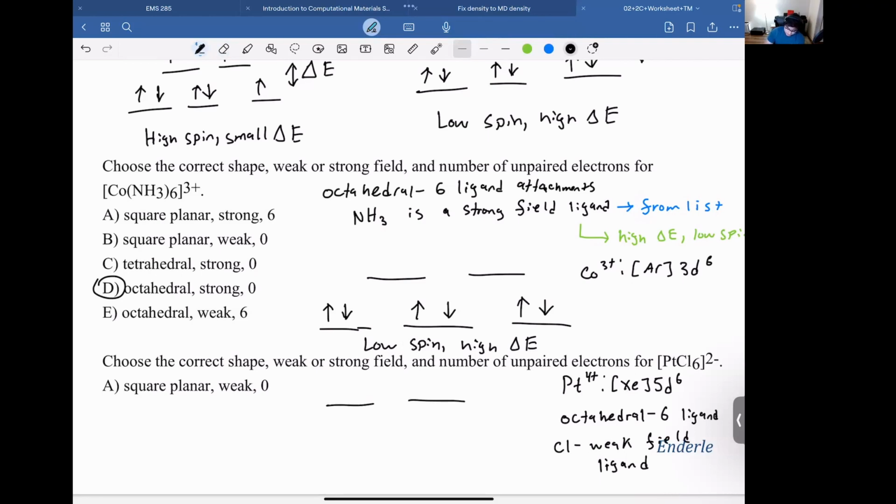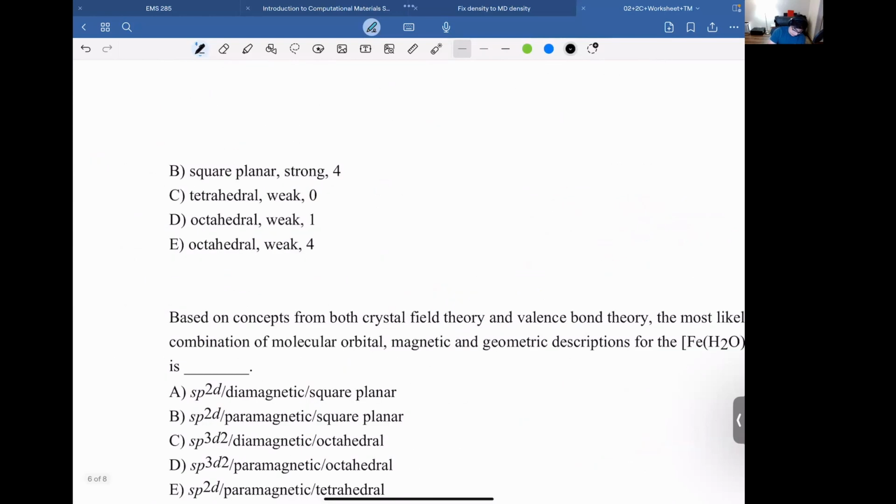Then we can go ahead and draw this out. Since Cl is a weak field, we have a high spin, or a low change in energy. So what we can do is fill up all of the spots first before we start to pair. We have 6 electrons here. I fill up all the spots, that's 5, and then 6. So the answer here is octahedral, weak, and we have 4 unpaired electrons here.